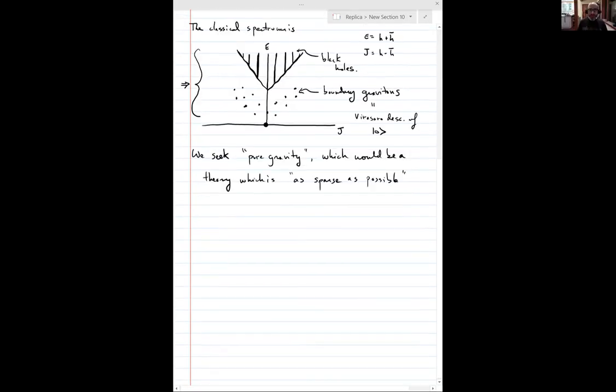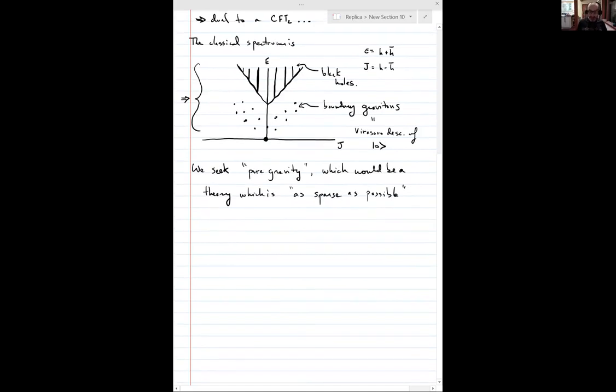Okay, so the general strategy that we would like to pursue is one where we're trying to seek some sort of theory whose spectrum looks as close to the classical spectrum as possible. Okay. And so my plan in trying to study this question is I'd first like to begin just by reviewing attempts to construct such pure gravity partition functions.